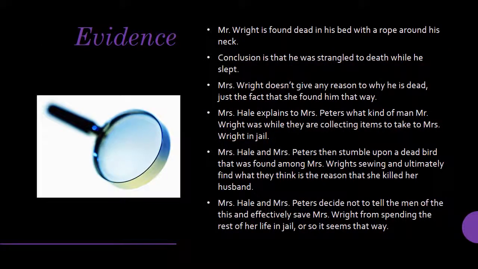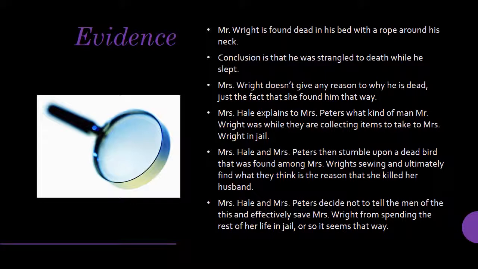Evidence. Mr. Wright is found dead in his bed with a rope around his neck. Conclusion is that he was strangled to death while he slept. Miss Wright doesn't give any reason to why he is dead, just the fact that she found him that way.